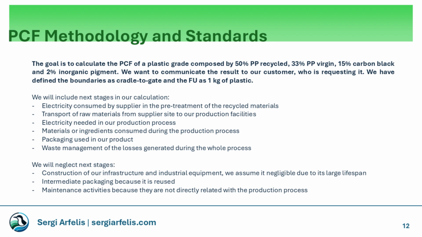example. The core of the calculation is simple. For each activity in your product's life cycle, you multiply the activity data by its corresponding emission factor. Activity data could be the amount of electricity used, the weight of each material, or the distance and method of transport. The emission factor tells you how much greenhouse gas is released per unit of that activity, usually expressed in kilograms of CO2 equivalent. You can see here in the slide the statement of the task we are about to solve, including the stages that we are considering and the stages that we decided to neglect.